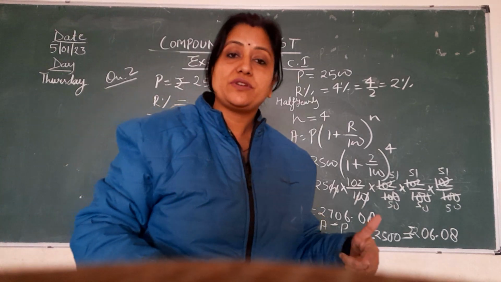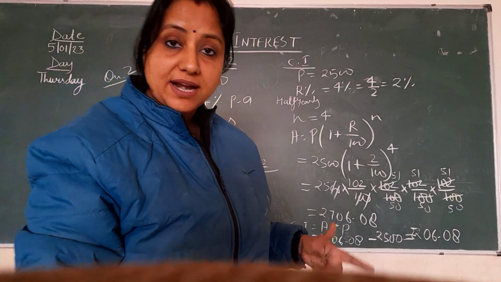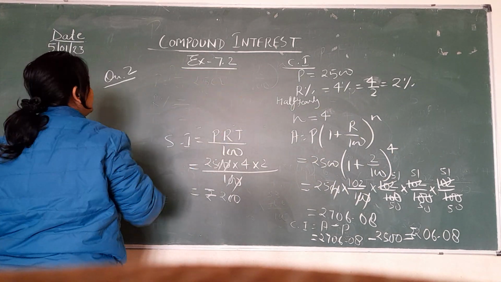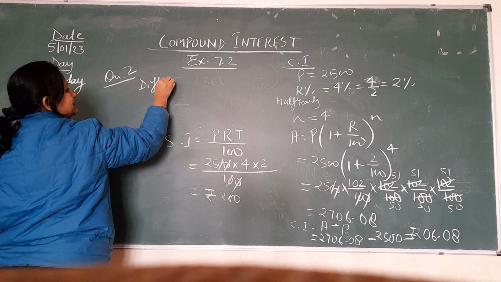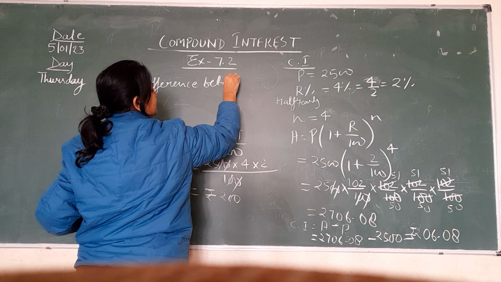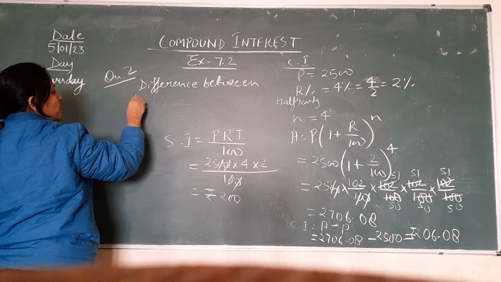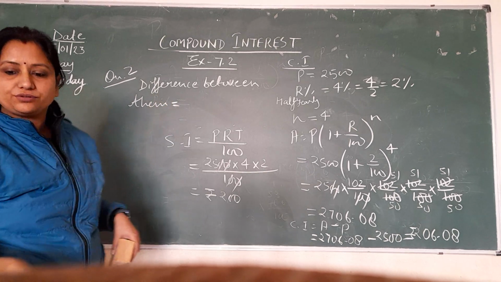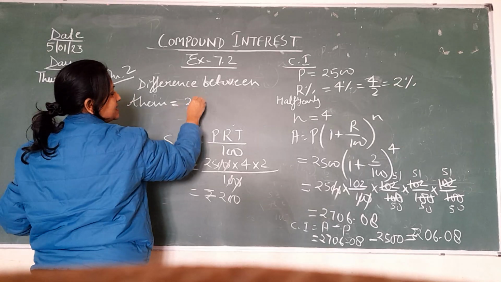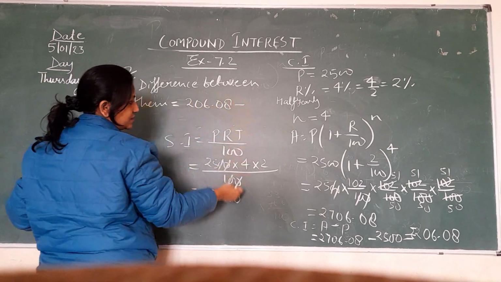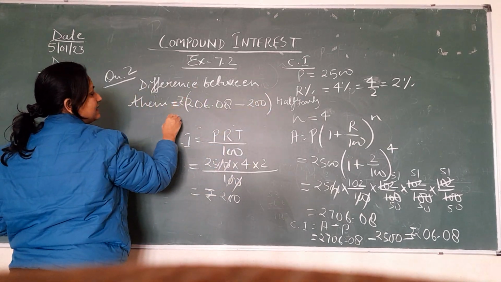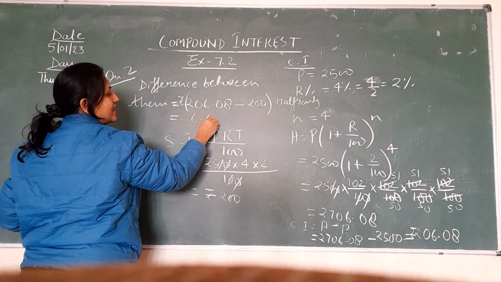But according to the question, you will find out the difference between simple interest and compound interest. So we'll write the difference between them is equal to 206.08 minus the simple interest, which is 200. Okay, so subtract it. So your answer will come 6.08.